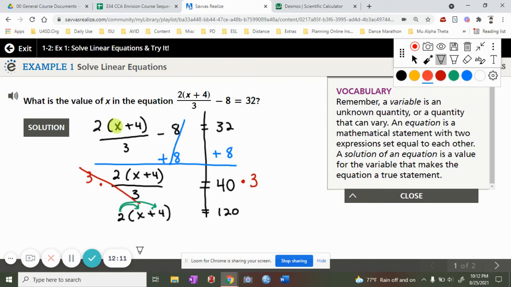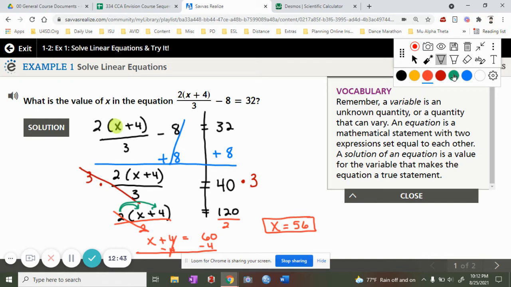I kind of like the idea of maybe dividing by 2 first, since both sides are even. Okay, so if I divide by 2, this eliminates, and we're left with x plus 4 equals 60. And then I can subtract 4 from both sides, and we get x equals 56.